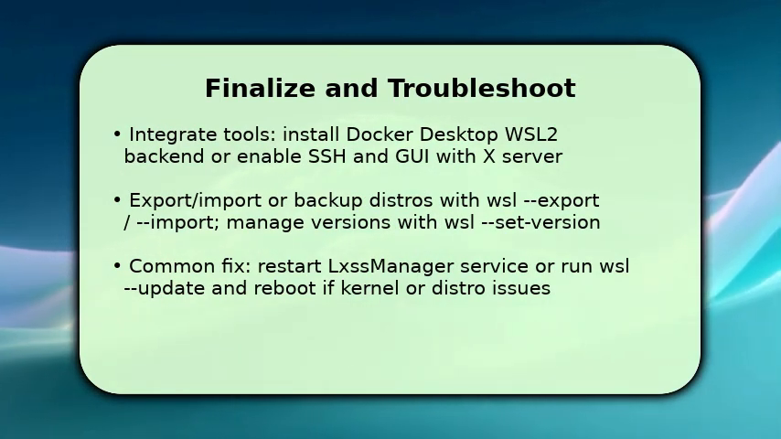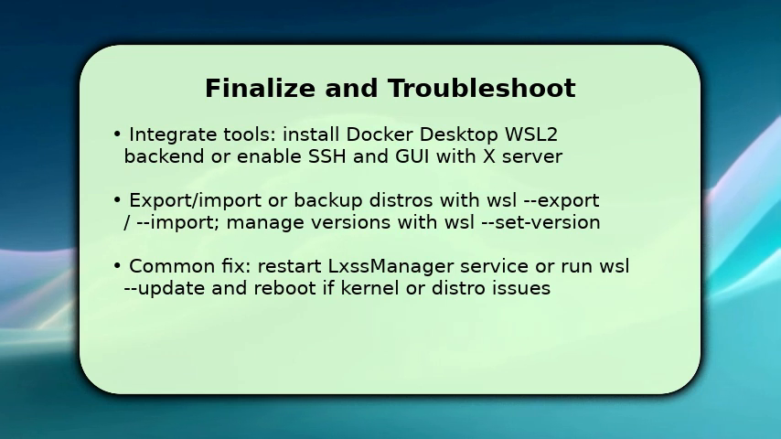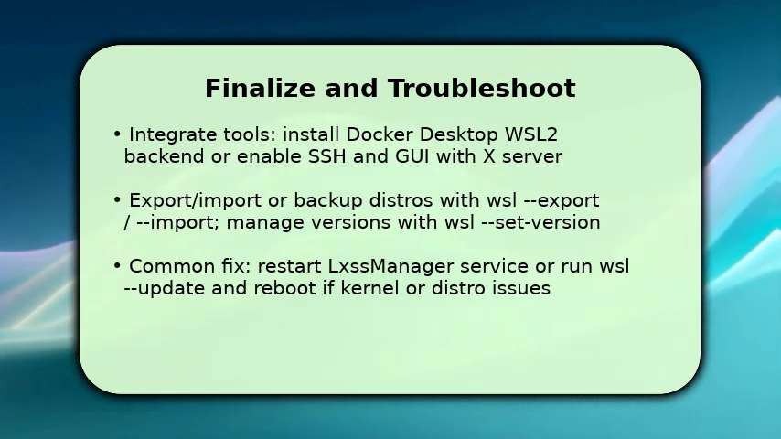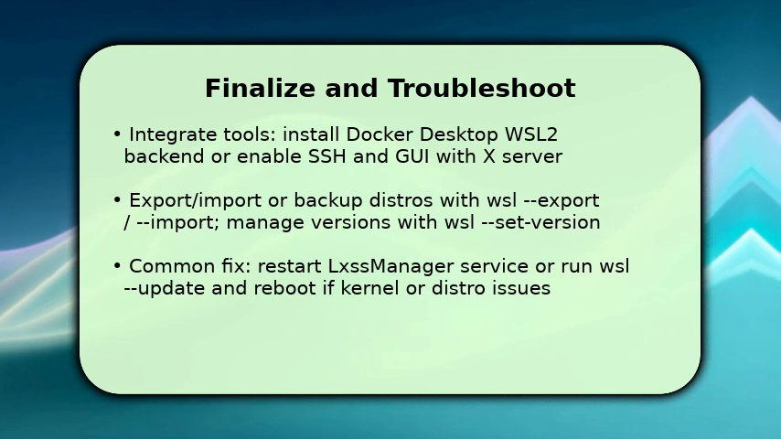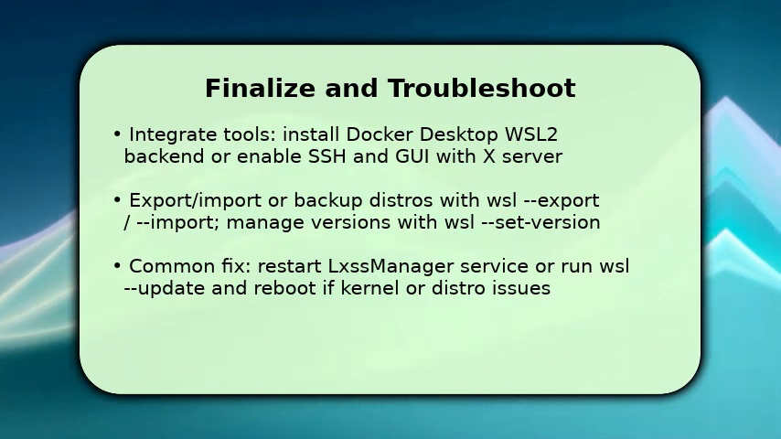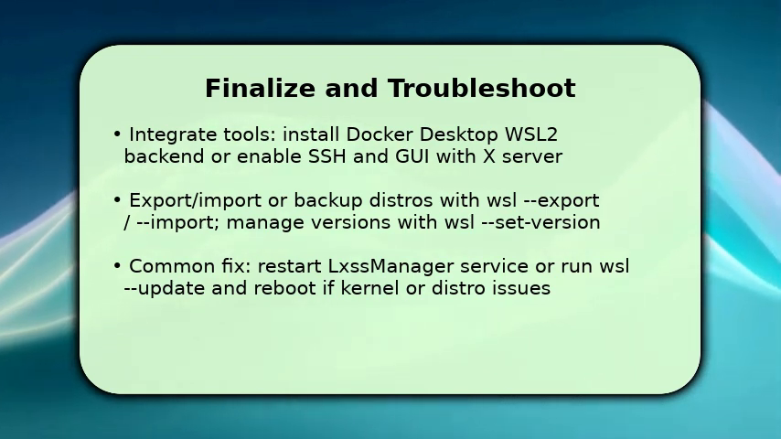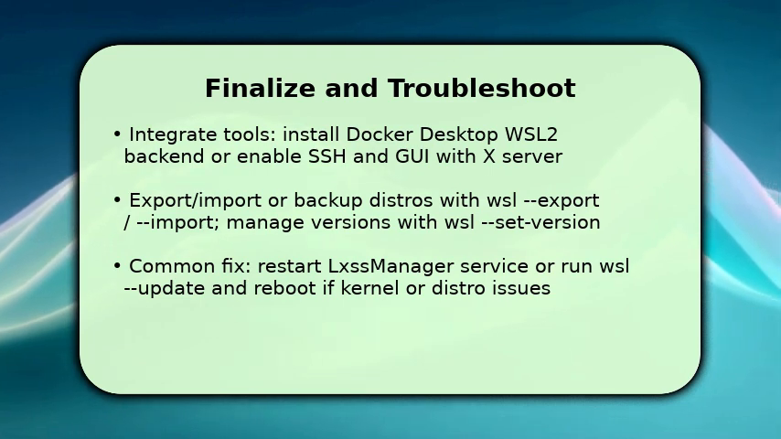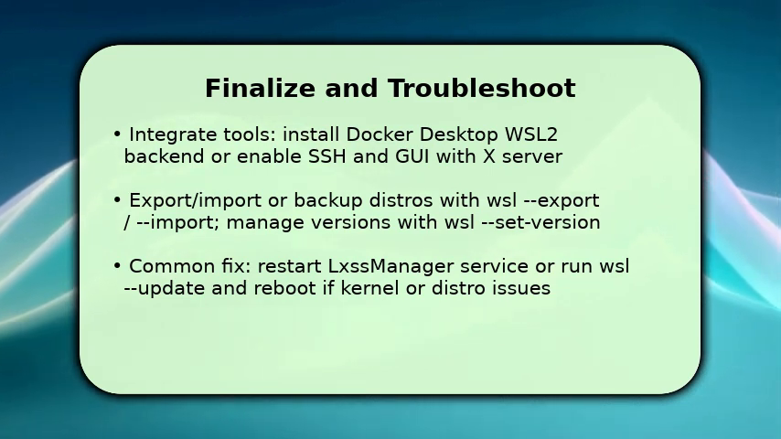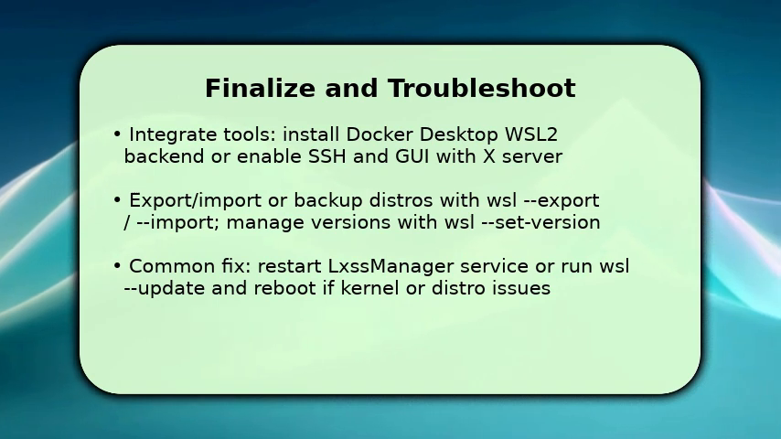Install Docker Desktop and select the WSL2 backend, enable SSH or an X server for GUI apps, and test file sharing between Windows and Linux. If you need to move or back up a distro, use wsl --export and wsl --import, or convert versions with wsl --set-version.